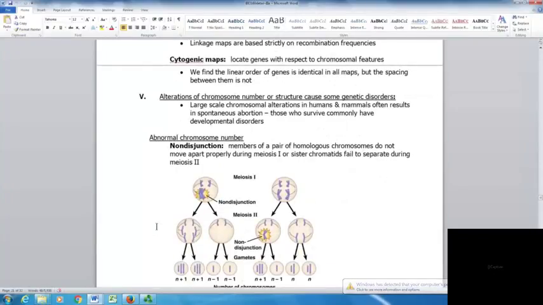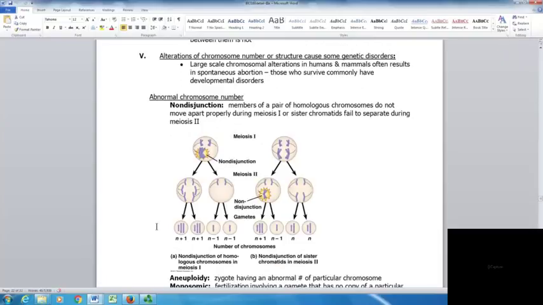Now we're going to look at alterations of chromosome number or structure and genetic disorders. Large-scale chromosomal alterations in humans and mammals often result in spontaneous abortion. Most of these will not survive. Those who do commonly will have developmental disorders. How we get this abnormal chromosome number is a non-disjunction.